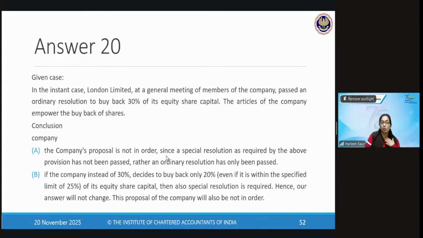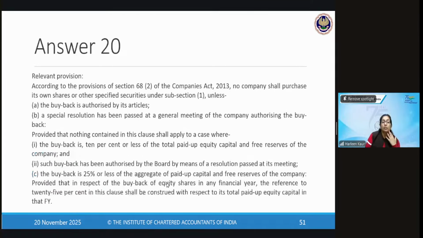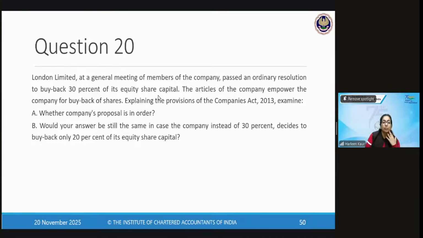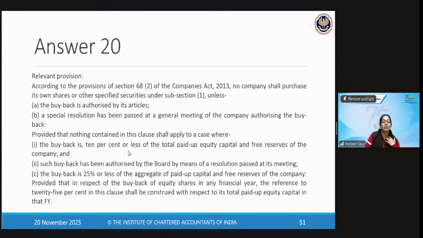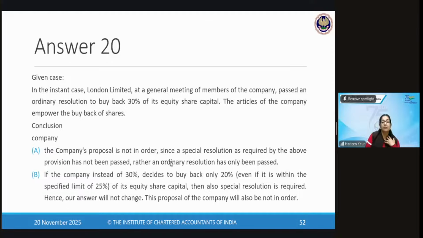Therefore, the company's proposal is not in order, since an SR has not been passed, but rather only an OR has been passed. And instead of 30, if it is buying back only 20, then also SR is required. So the proposal, he's not passing the SR now. So read this carefully too, beta. If he passes an ordinary resolution, then in both cases no is the correct answer. Reason being, SR is important.